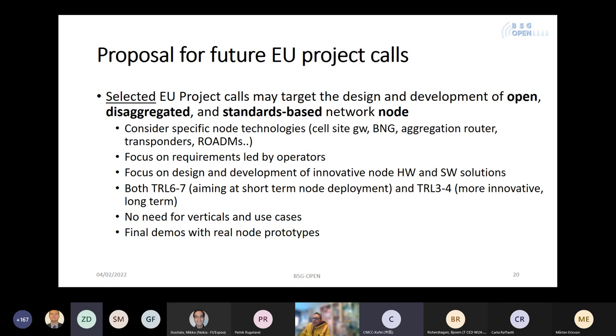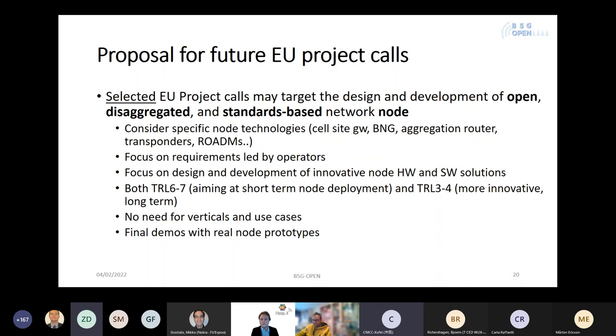In Europe, unfortunately, we have very few people working on this. So I encourage that in future EU calls, we can also cover this gap, because unfortunately now mainly Chinese, Taiwanese or US companies are working on this, and not Europe. So with this, I conclude the talk from B5G Open. If there are any questions, I will be glad to answer them.